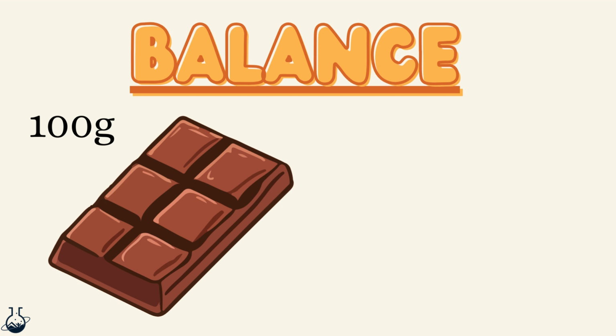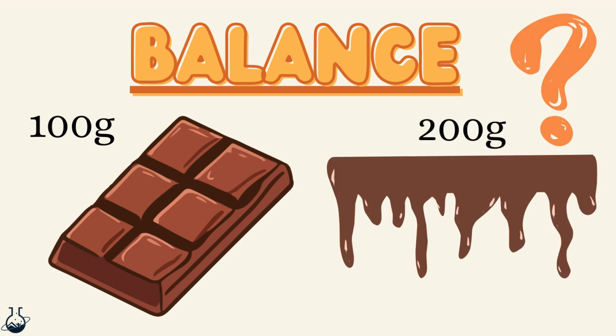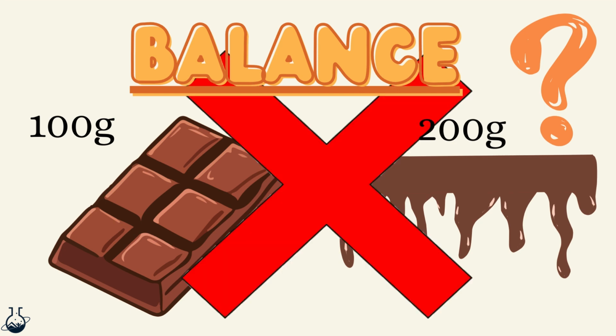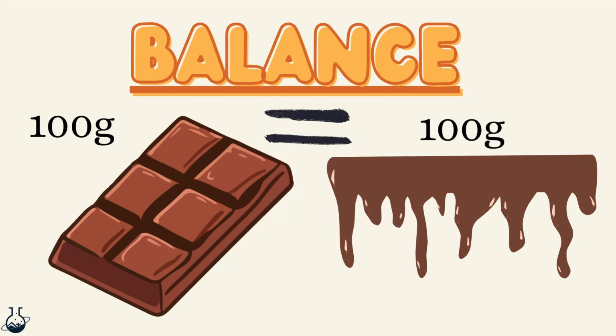Take this 100-gram bar of chocolate, for example. If we melt it, can we end up with 200 grams? Does this work? Unfortunately not. We cannot just gain 100 grams randomly out of nowhere. The 100 grams of solid chocolate melts to end up with 100 grams of melted chocolate. There is an even distribution of matter before and after the change has taken place.